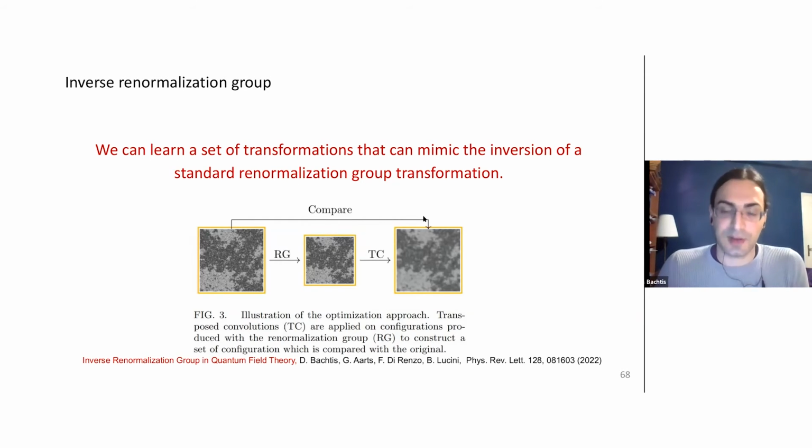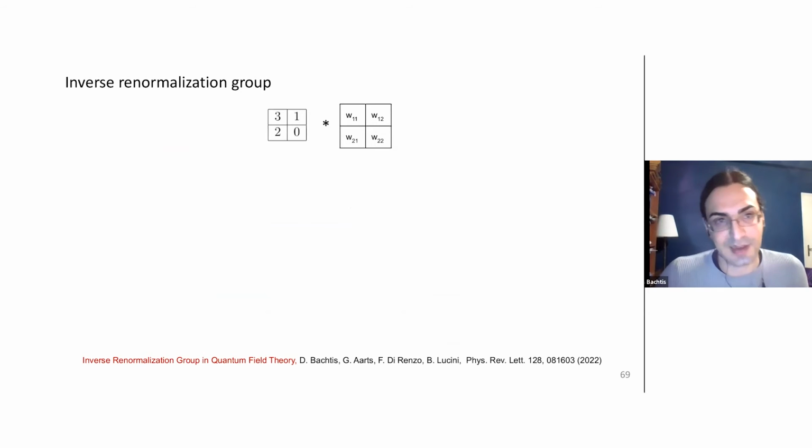So we learn a set of transformations in the form of transposed convolutions that, once applied on the rescaled system, can produce a model system that has the same lattice size as the original. We then minimize the mean squared error function between the original system and the one that we obtained from this machine learning algorithm until we learn the best set of transformations that are able to reproduce the original lattice size from a rescaled one.